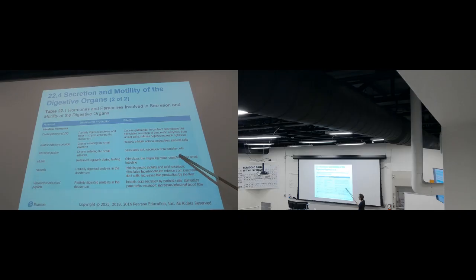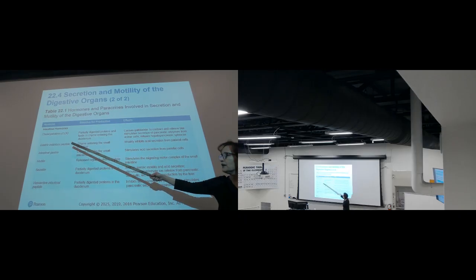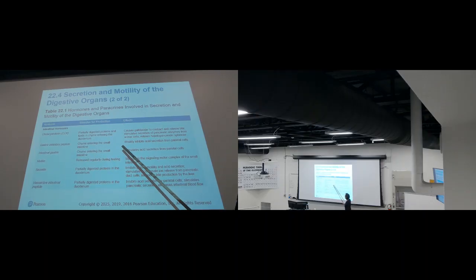After I cover this, we will have a break. But then GIP is stimulated when you have chyme entering into the duodenum, and this one is going to be antagonistic for the secretion of acids from the parietal cells, just like somatostatin. That's why it's called gastric inhibitory peptide. And then for intestinal gastrin, this one is going to be released when you have chyme entering the small intestine, and it's going to stimulate the secretion of acids from parietal cells.